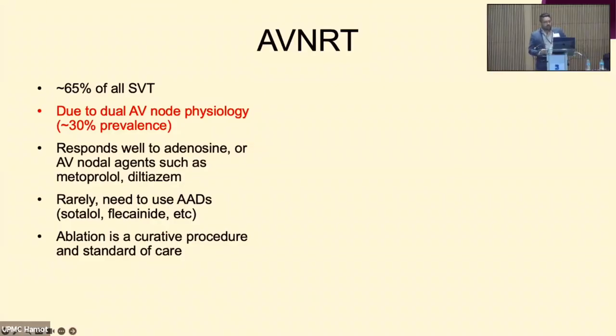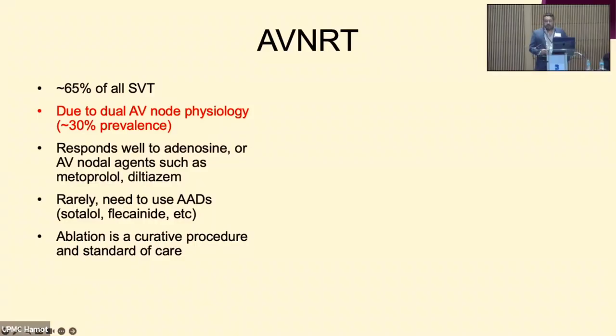So 65% of all SVT is AVNRT. So if anyone ever gives you a hard time and wants you to identify an EKG with a narrow complex tachycardia, you'll be right 2 out of 3 times if you said this is AVNRT. This is because of dual AV node physiology, which 30% of us have. So I don't know how many people we have in the room, but a third of us have dual AV node physiology. Some data says it's even 40%.